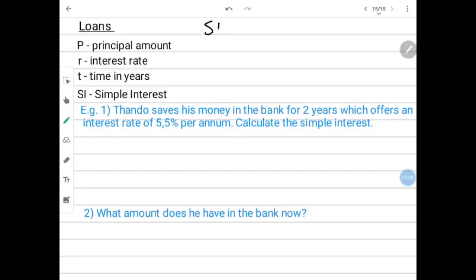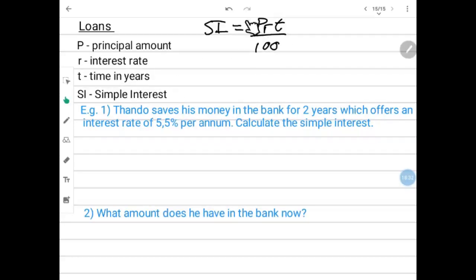It's the following, and I'm sure you've seen it before. Simple interest is equal to PRT over 100. In the formula, SI stands for simple interest. The P is the principal amount, so it's the amount that we start with, the original amount at the beginning. R is for the interest rate, and T is for time, time in years.